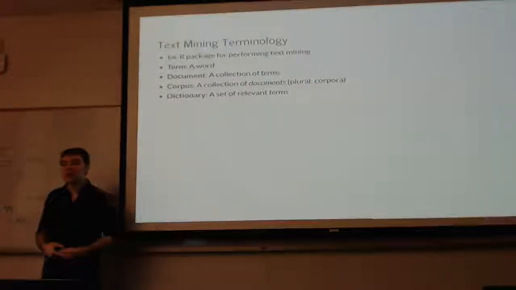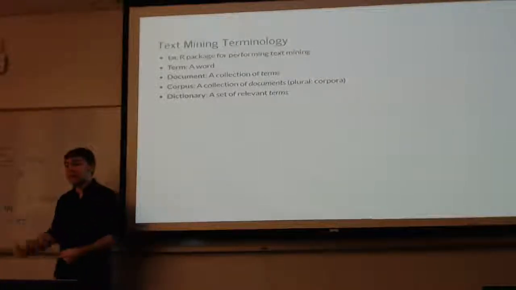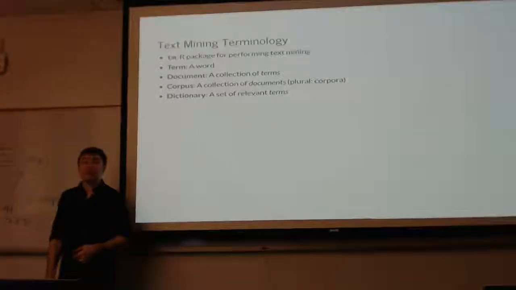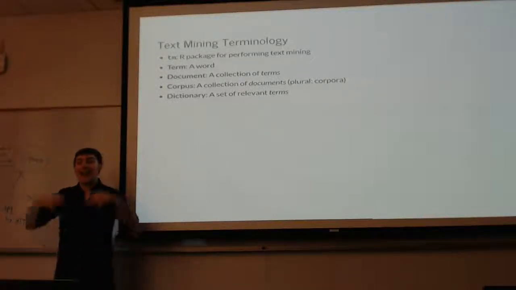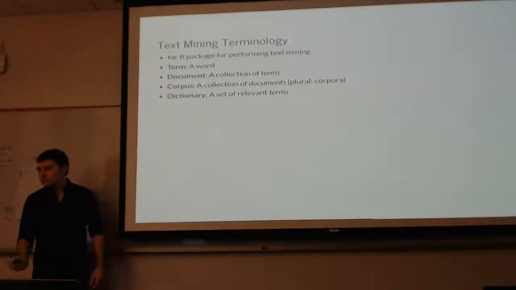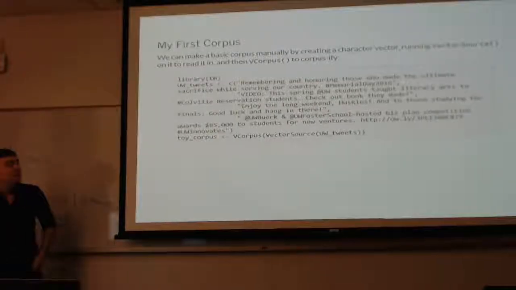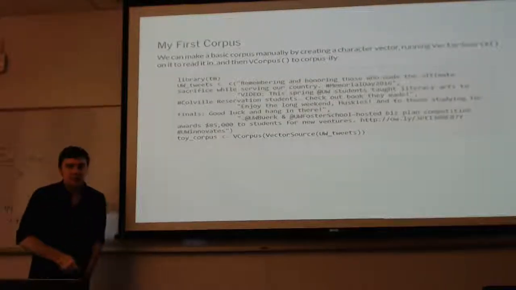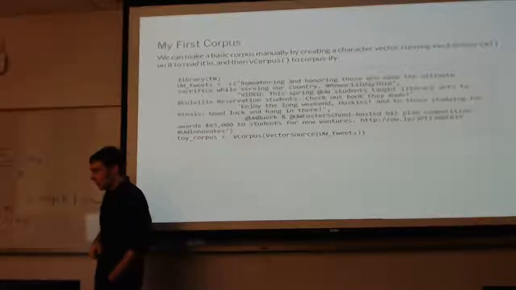So they could be terms like a sentiment dictionary, where you have a dictionary of positive words and a dictionary of negative words, or you could have words that are associated with a particular topic you want to use for categorizing things. Okay, so here's an example corpus that's created just from some tweets I got from the University of Washington.